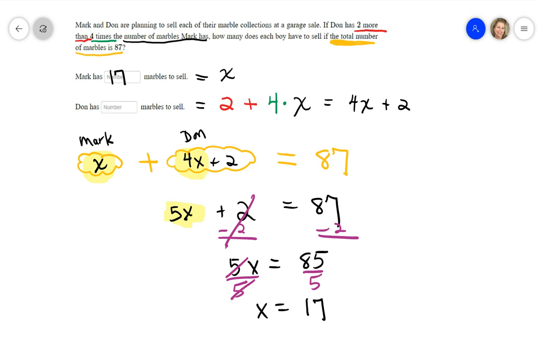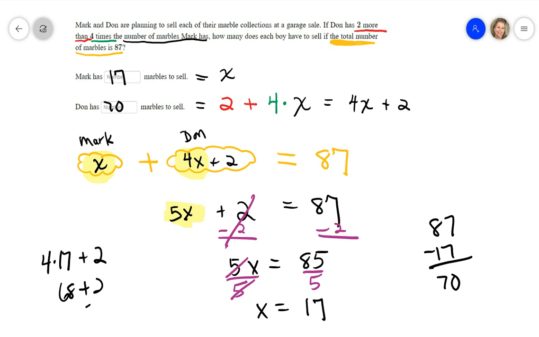And then Dawn, the quickest way would be, there's 87 total. Subtract the 17 and you get 70. Dawn has 70. Or you can say 4 times 17 and then add the 2 to that. 4 times 17 is 68, and 68 plus 2 is also 70. So I think this was a little quicker, but it works either way.